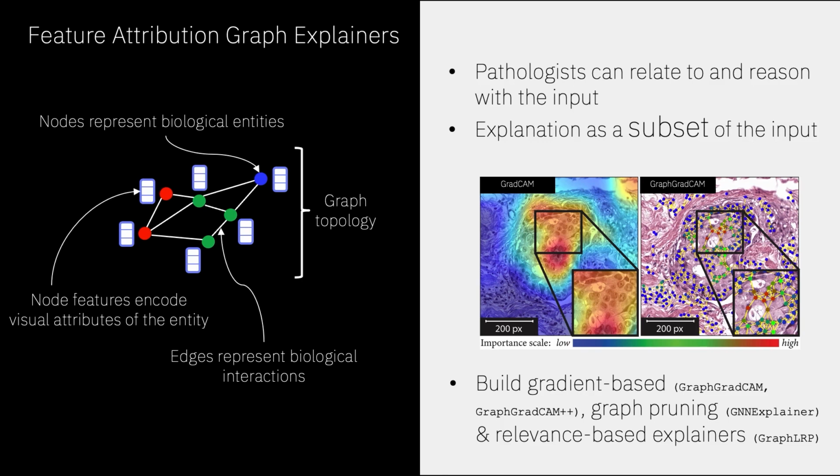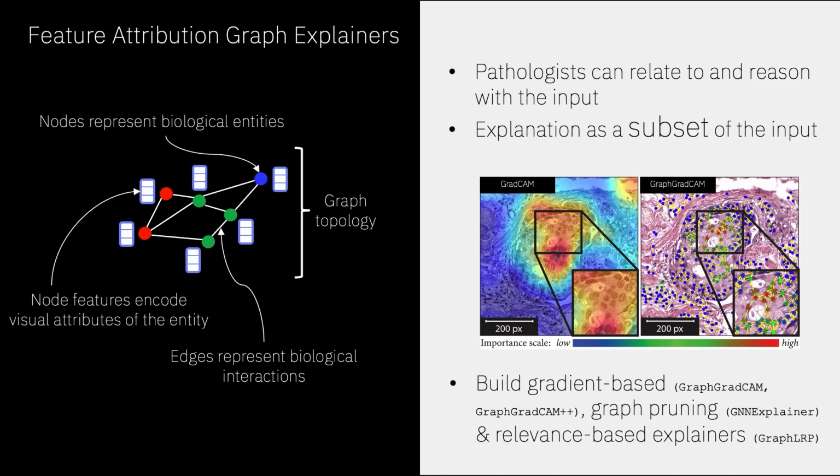In this work, we have used 4 different graph explainers. Namely, we have used GraphGradCam, which is an extension of the popular GradCam algorithm. Then we have used GraphGradCam++, which is an extension of GradCam++. Then GraphLRP, an extension of the layer-wise relevance propagation algorithm. And finally, we have used the GNNExplainer.